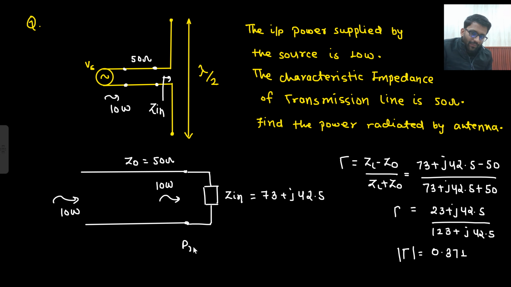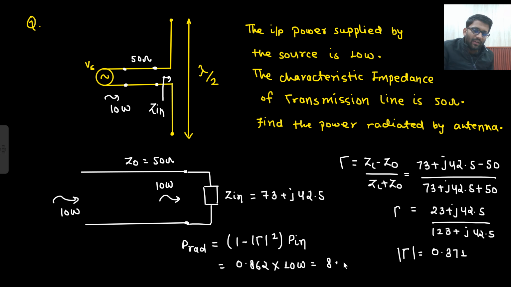Now if I need to find the P radiated, what will be the power radiated? What is the loss? Loss will be somewhere else. That loss I don't need to care about. So power radiated will be 1 minus gamma square into P in. So I need to take the square of it, then minus 1. So 0.862 into P in. What is P in? 10 watt. So what will be the answer? P radiated would be 8.62 watt.